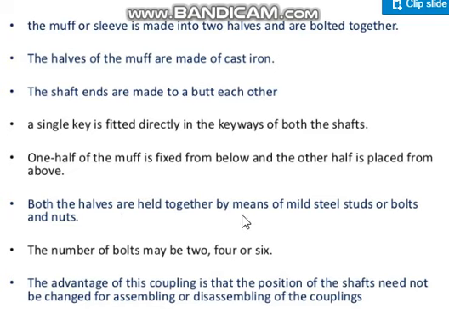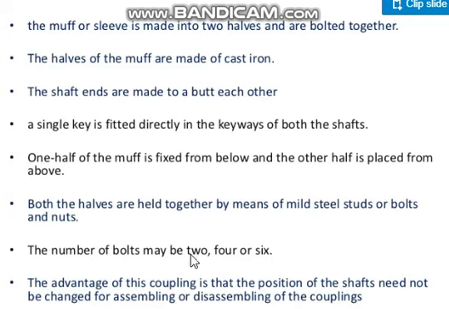Both the halves are held together by means of mild steel studs. These studs are bolts. They are not made of cast iron, because cast iron is not good in tension. Bolts and nuts will be experiencing tensile loads, and in the threads, shearing load will be there, so cast iron cannot withstand them. Normally, the material for the studs, bolts and nuts is mild steel. The number of bolts may be 2, 4, or 6.